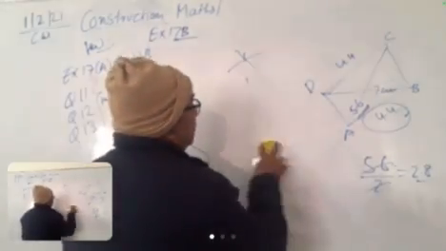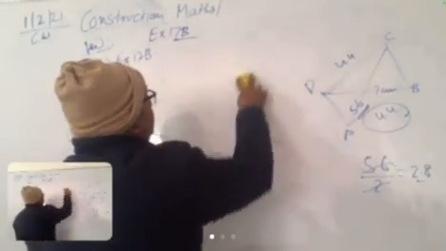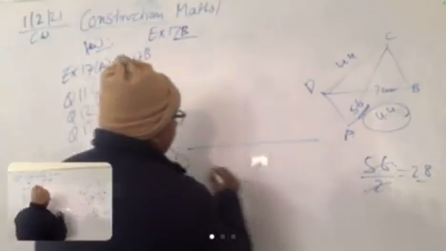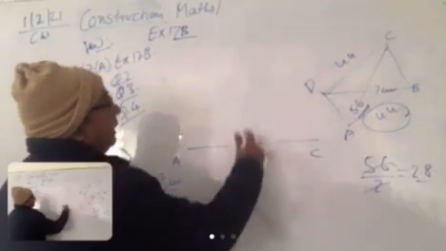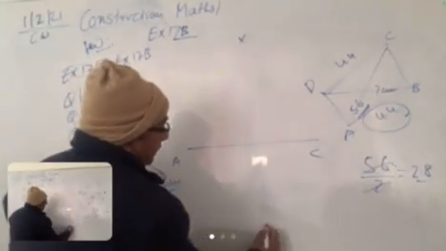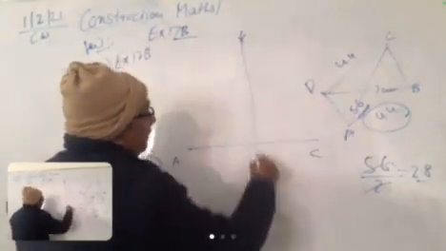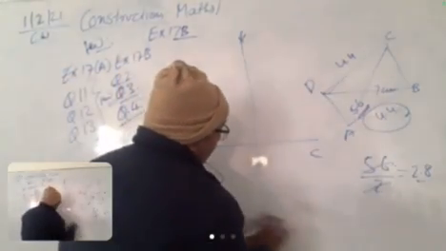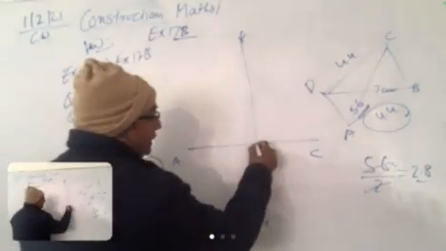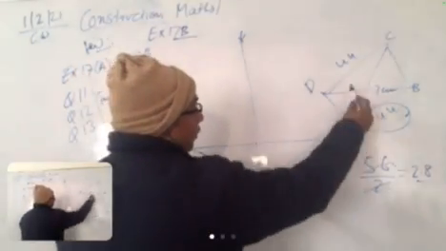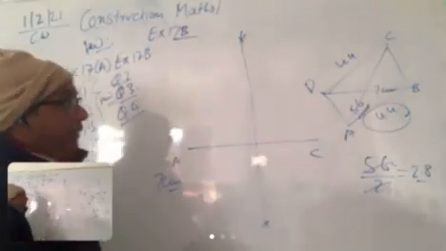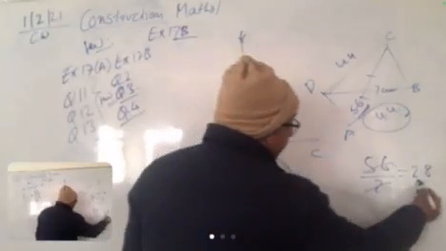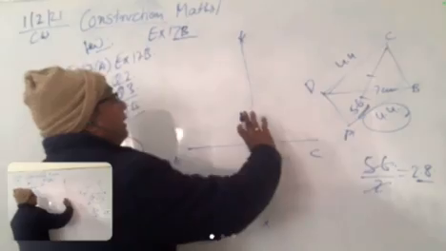I repeat the whole construction, but this time listen carefully. First draw AC. This is 7 centimeter. Then draw the perpendicular bisector to locate the center. Now this is the center. And we know that the diagonals bisect each other, meaning this portion is equal to this. So the half of the diagonal is 2.8.